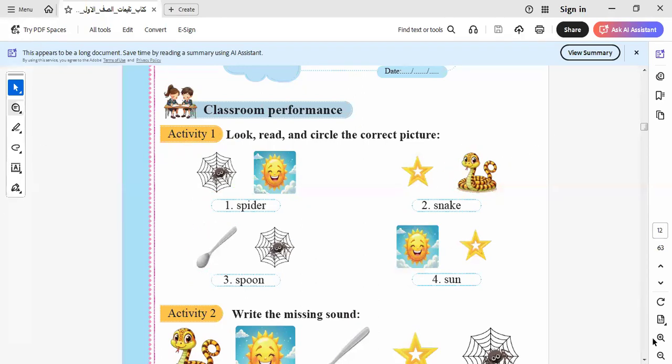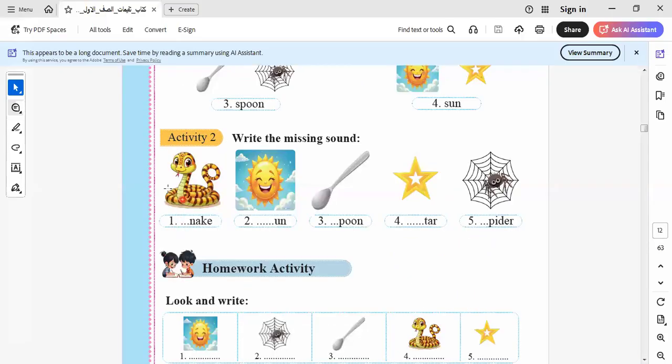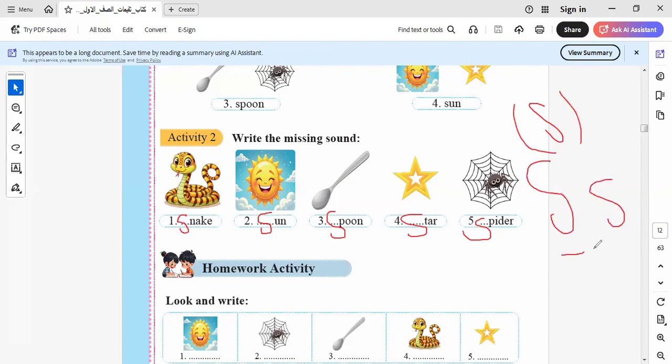So here we have missing letters. Here is snake, here is sun, here is spoon, here is star. So the letter here will be what? Letter S. I would like you to know capital S and small s. Repeat after me, capital S and small s. S for snake, S for sun, S for spoon, S for star, and S for spider. So here it is called letter S.